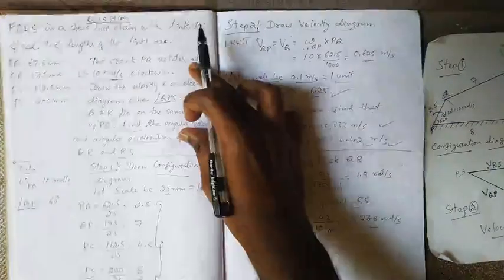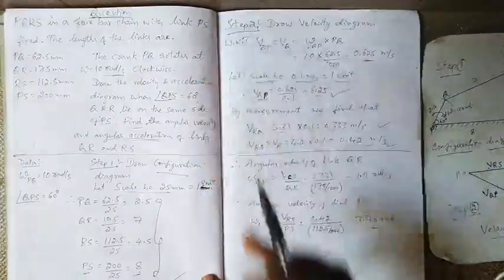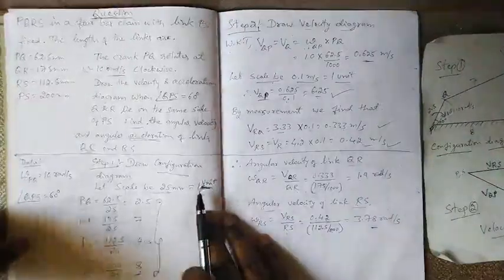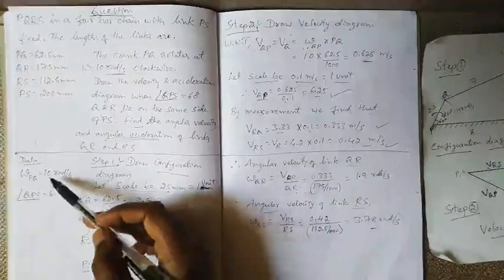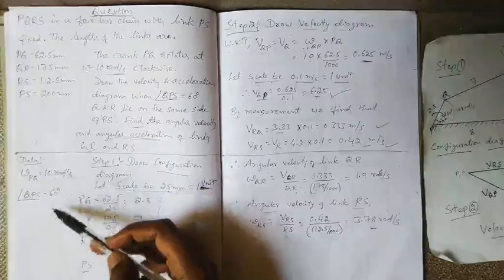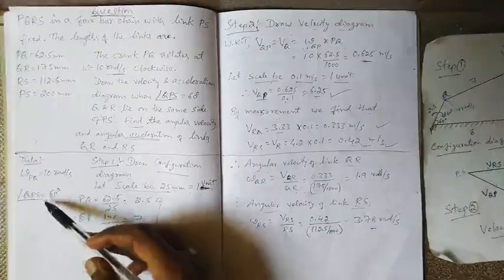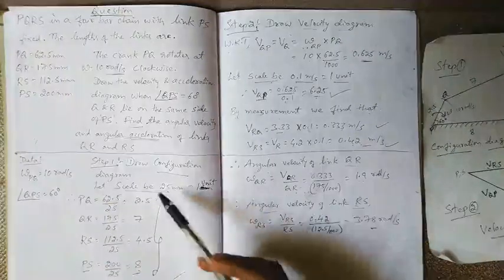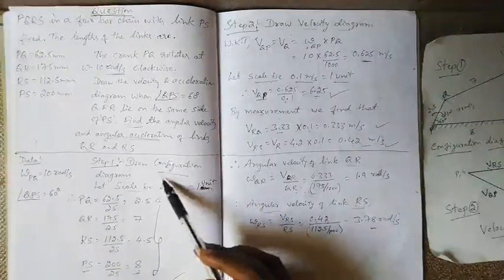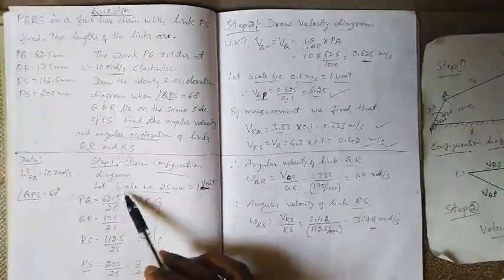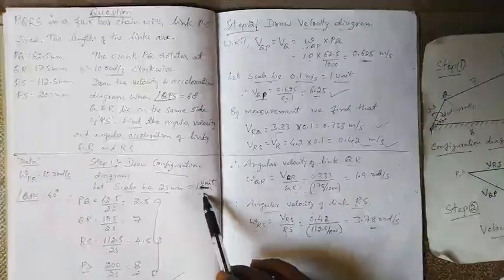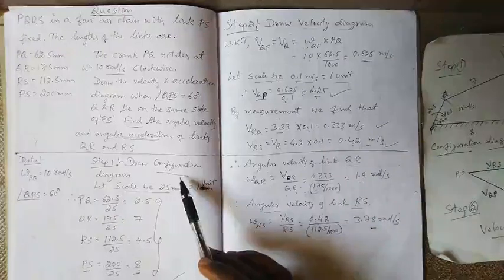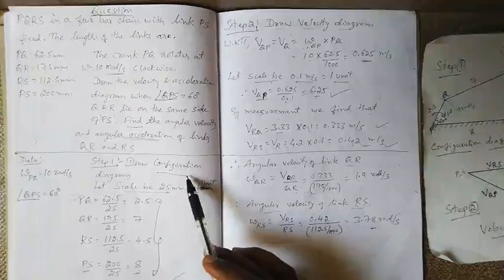So to solve graphically, the first step is to draw the configuration diagram. List out the data first. The angular velocity is 10 radians per second and angle QPS is given as 60 degrees. So as a first step, we need to draw the configuration diagram. Let us take the scale as 25 mm equal to 1 unit. The configuration diagram is also called the space diagram.